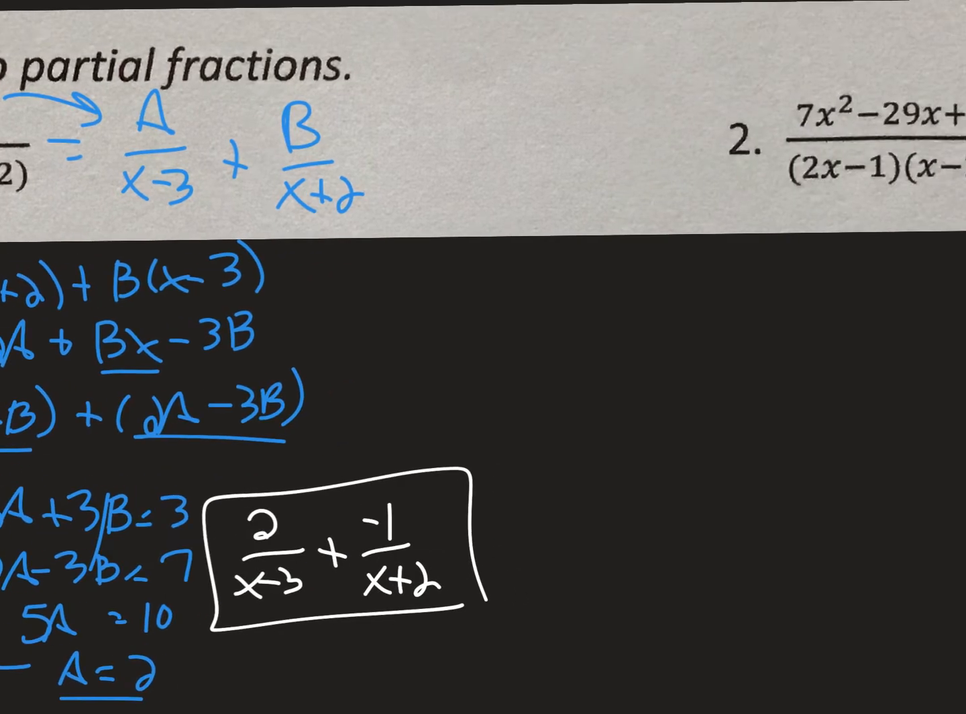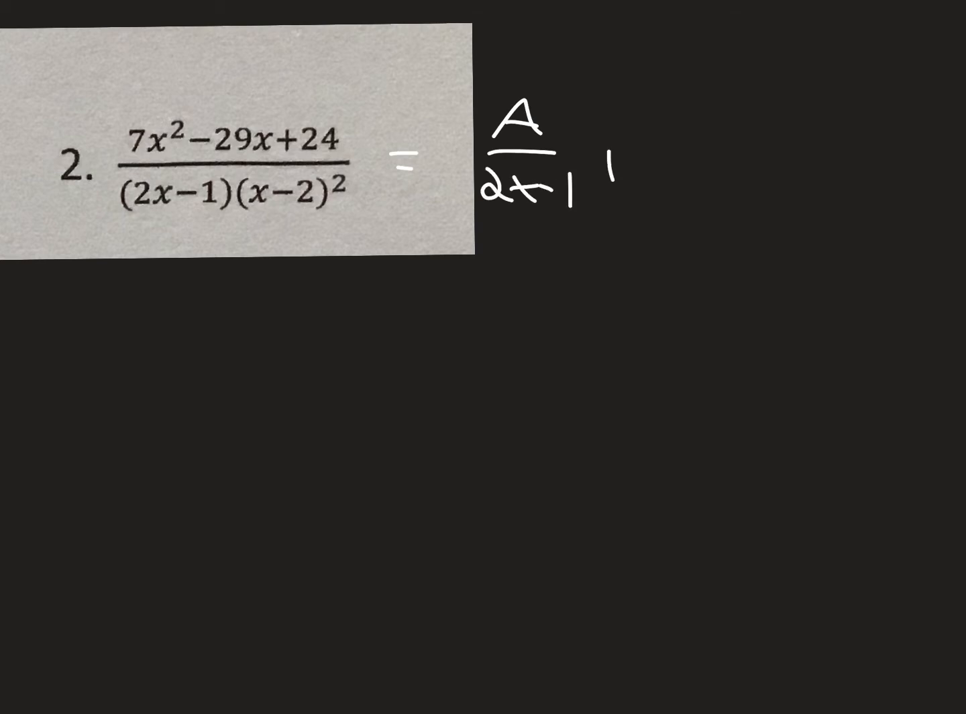All right, let's go to 2. Trying to. There we go. And do the exact same thing. This one's got a quadratic factor. Remember the quadratic, you've got to build up to it. So I'm going to put a over 2x minus 1, b over the x minus 2. Sorry, that's a terrible fraction bar. And then c over the x minus 2 squared.